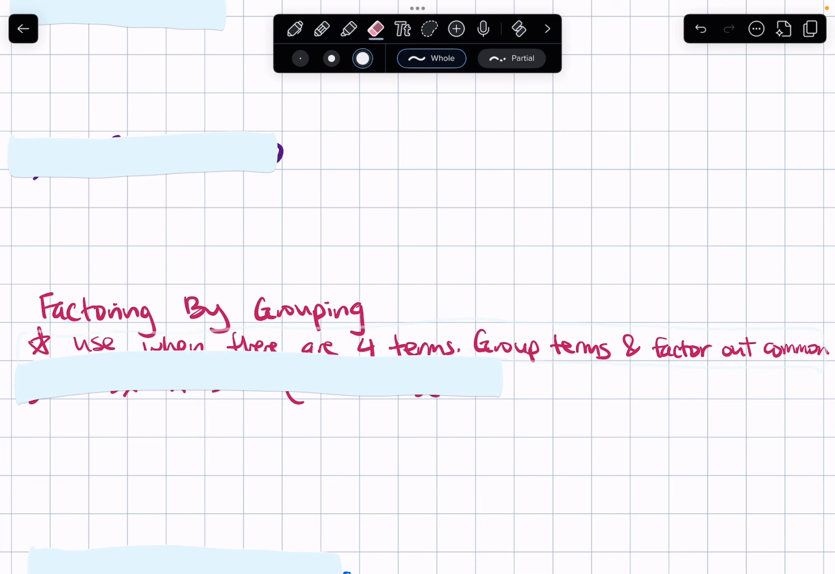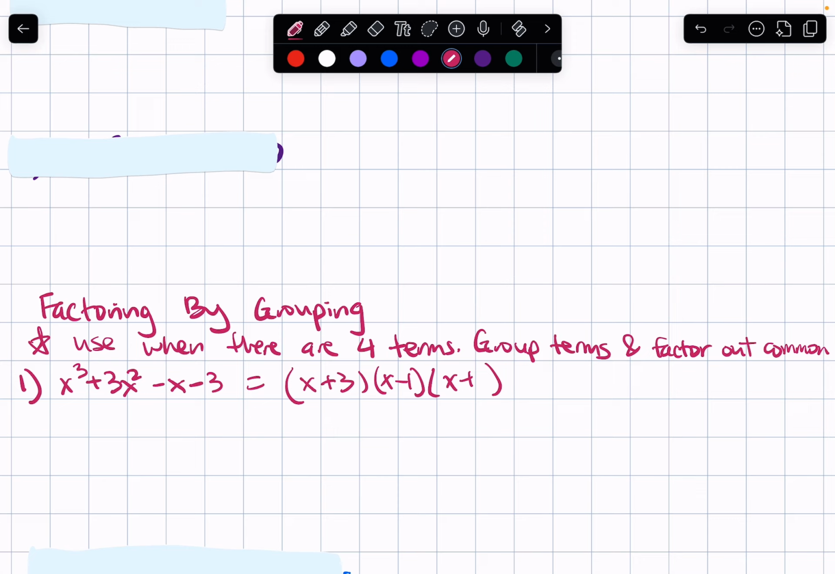Okay, so factoring by grouping. You use this when there are four terms, and you group the terms and factor out the common expression. An example is x cubed plus x squared plus 3x plus 3. Make sure that there are four terms, which there are: 1, 2, 3, 4. Then you group them. It goes x cubed, then x squared, then x, and then just a number.